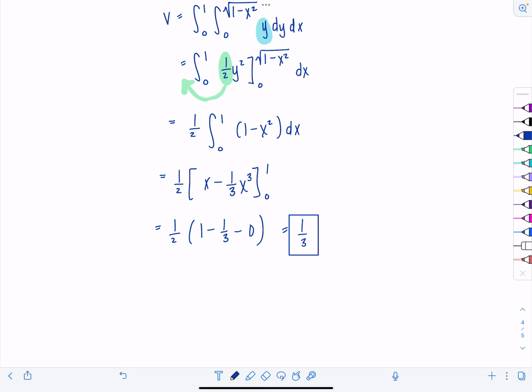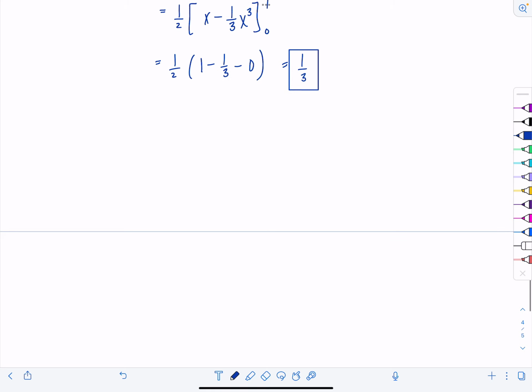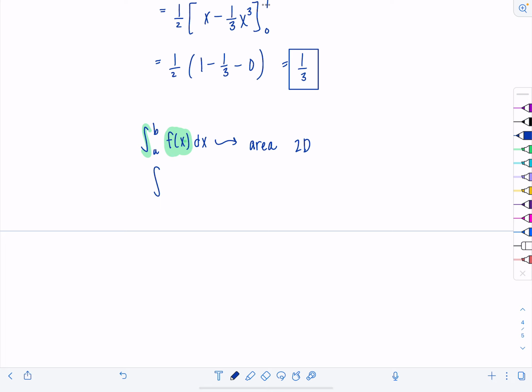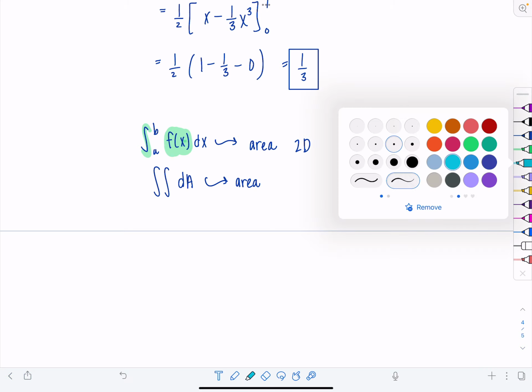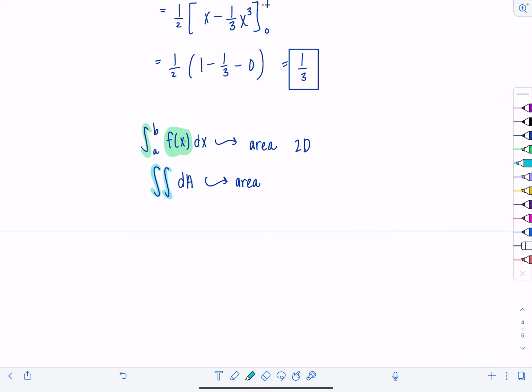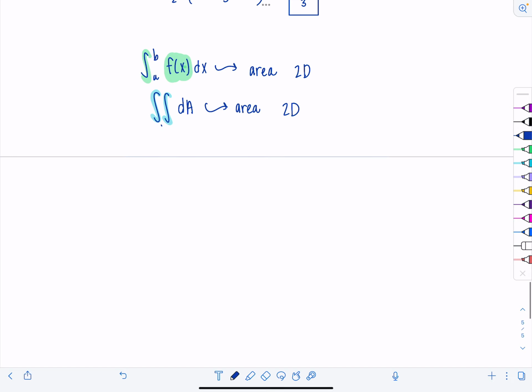I just wanted to show you guys something really quickly that I think helps a lot when you're understanding your integrals. When you have an integral from a to b, f of x dx, this typically represents an area underneath the curve. And the way to tell is you have one integral sign and you're integrating a function. Each of those basically adds a dimension. So you have 1, 2 dimensions, area is 2D. If you have a double integral dA, this also will yield an area. Notice I have 1 integral, 2 integrals, but no function. That's why it's 2D.